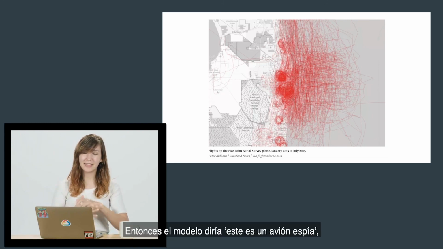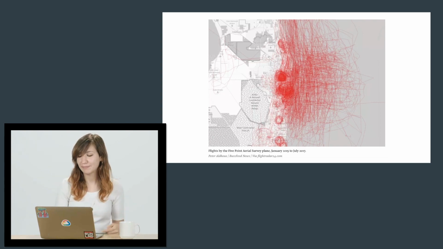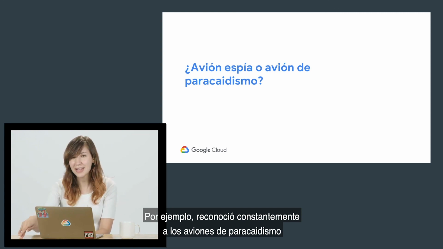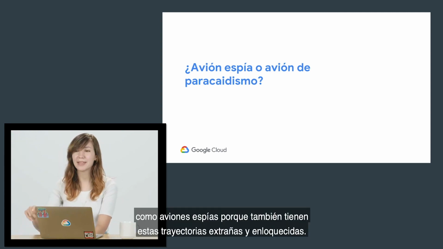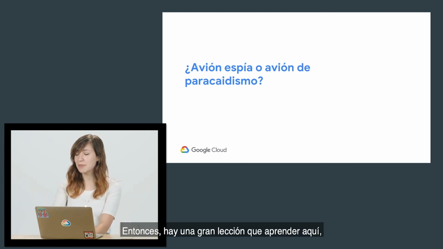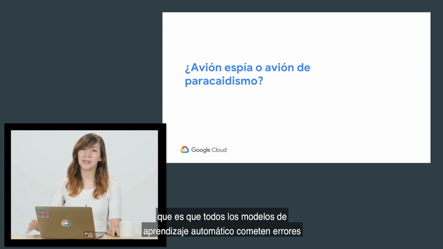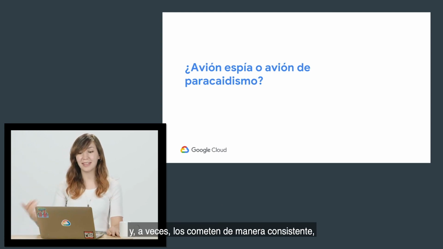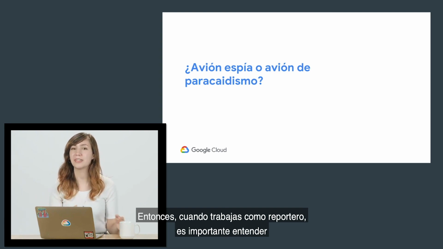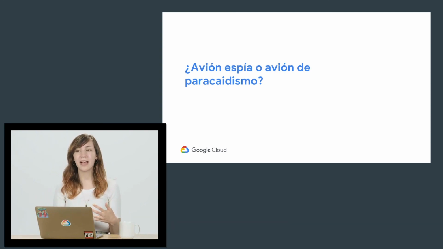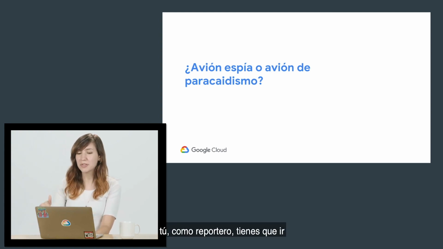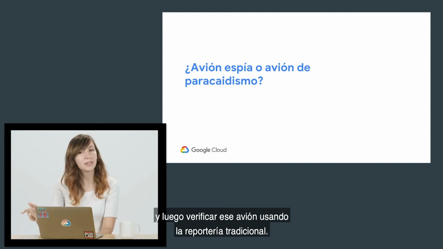So the model would say, this is a spy plane, and then the reporters would try to verify. However, the model made mistakes a lot. For example, it consistently recognized skydiving planes as spy planes because they also have these weird loopy trajectories. So there's a great lesson to be learned here, which is that all machine learning models make errors, and sometimes they make them consistently, like consistently misclassifying skydiving planes. So it's important when you're a reporter to understand how to work with these models, and when they make predictions that say something damning, like this is a secret spy plane, that you as a reporter have to go and then verify that claim using traditional reporting.